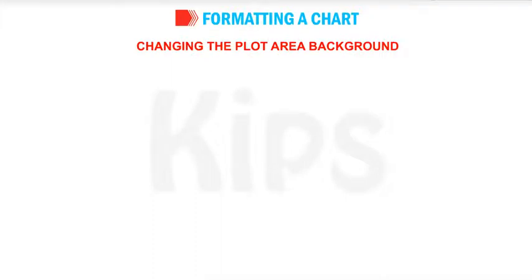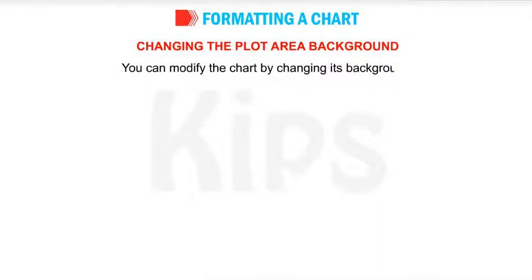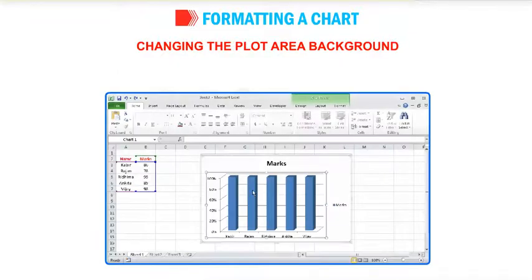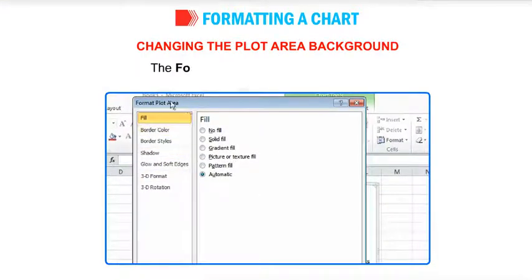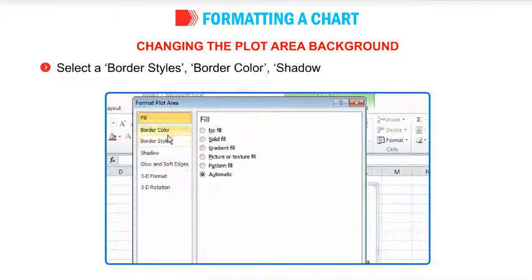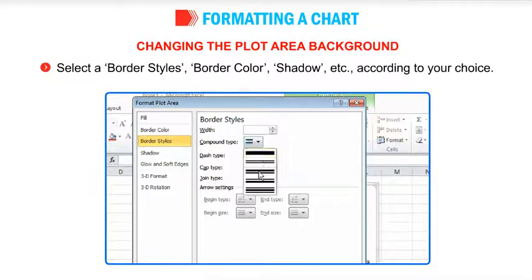Changing the plot area background. You can modify the chart by changing its background. Right-click on the plot area and select the Format Plot Area option. The Format Plot Area dialog box appears. Select a border styles, border color, shadow, etc. according to your choice.